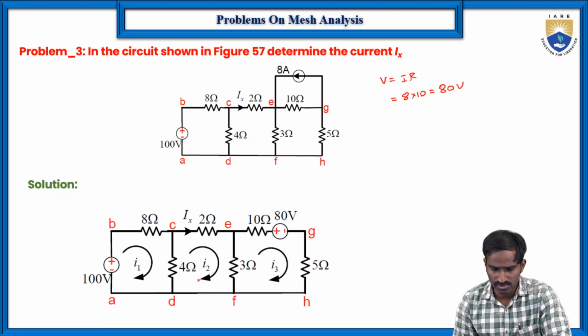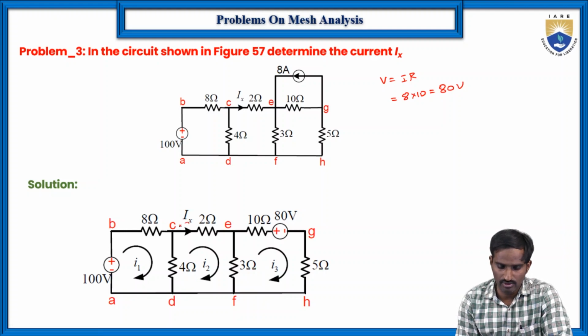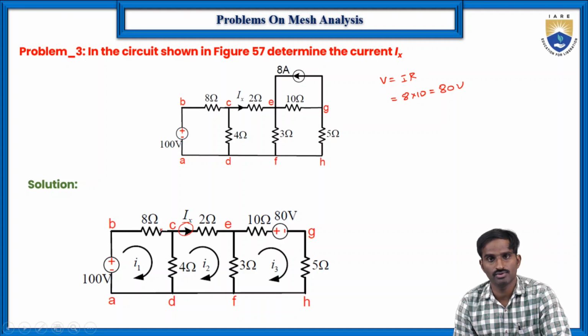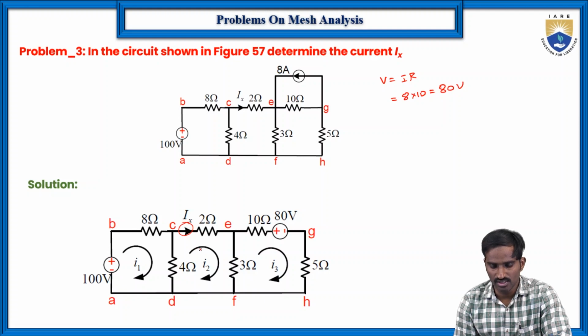But actually, according to this given problem, they ask us to find only the value of Ix, which means the current flowing through the 2 ohms resistor. So here the current flowing through the 2 ohms resistor is nothing but the loop current I2. So we need to find the loop current I2 so that we can find the current flowing through the 2 ohms resistor, which is Ix, right?